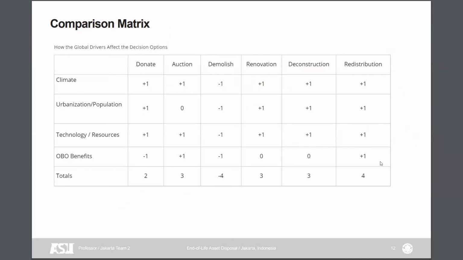Next, we use this matrix to go ahead and determine which one would be best. We awarded a point for the following categories, which were climate, urbanization/population, technology/resources, and OBO benefits. And then we also removed a point if we believe that it would be a hindrance, and no point was awarded if there was no true gain or loss. And after going through, the one that came out with the most points was at 4 for redistribution.